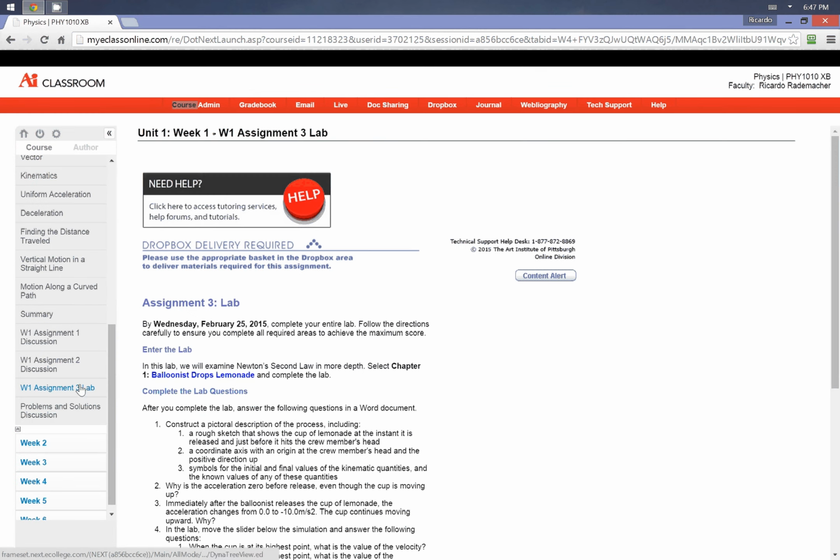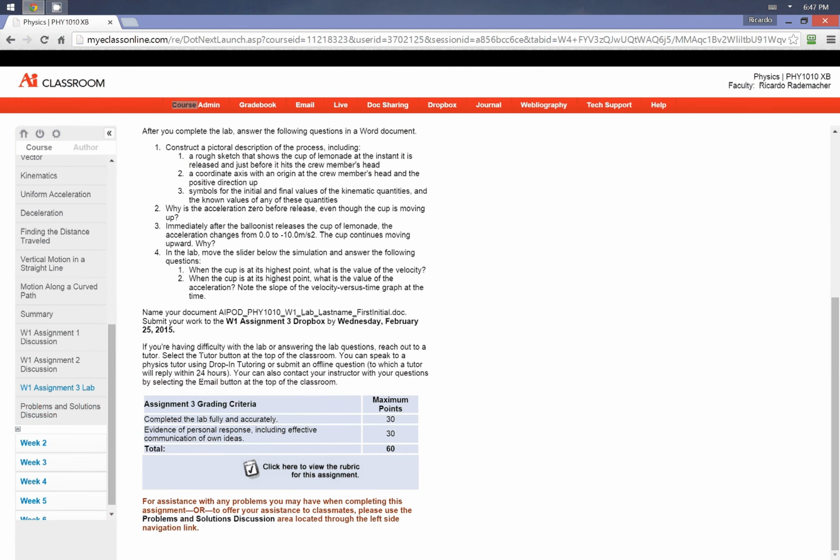Each week also has a laboratory, which has a different grading criteria. Okay, one is of course completing the lab accurately, and then the evidence of personal response, including effective communication of all ideas, which means that basically half of the grade is based on my subjective view of how you're answering the question. By this I mean, if you only spend one sentence answering a question, that's not very good. That's not very effective communication of your own ideas. On the other hand, if you can answer a question by using personal examples, maybe hobbies, maybe personal experiences, that is a fantastic way of getting the lab done.